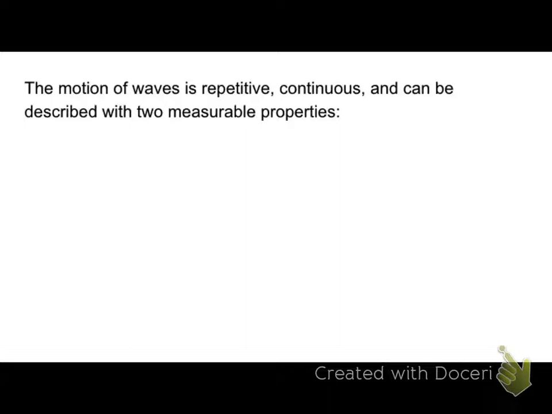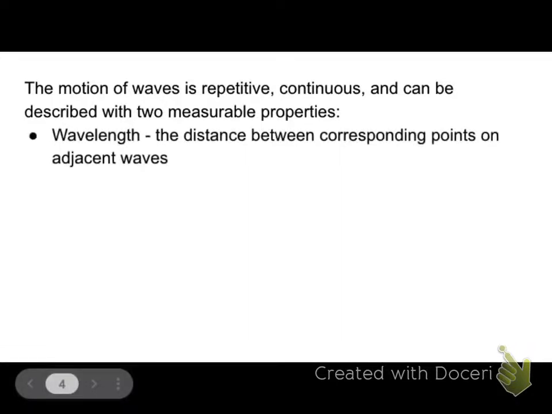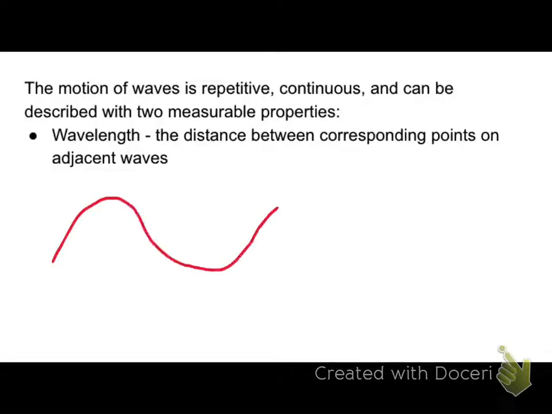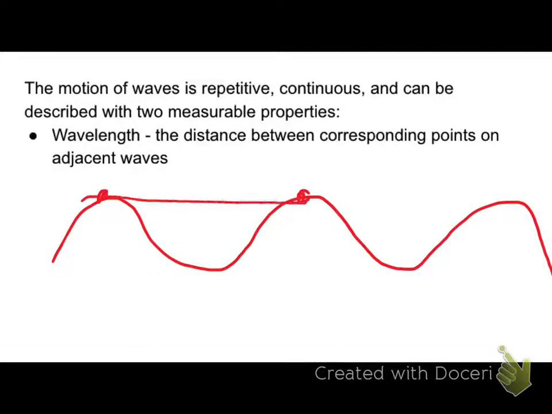And the 2 properties that we use to describe the motion of waves are wavelength. Okay? This is the distance between corresponding points on adjacent waves. So if we draw it like we would a water wave, right? We have this up and down motion of water waves. A wavelength is going to be from one point on the wave to the same point on the next one. So that could be the top of the wave, it could be the bottom of the wave, it could even be a random spot along the side of the wave. As long as you make it the same spot both times, that's still a wavelength.